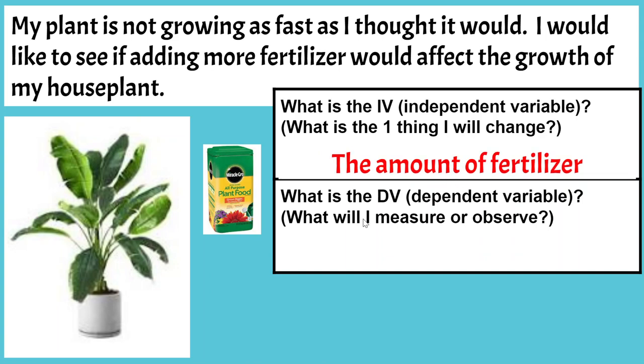Then, if I need to figure out what is the dependent variable, what am I going to measure or observe? How will I know if there was a change? The thing I'm going to measure is the growth of my houseplant. Is there going to be any effect on the growth of my houseplant? And I'll measure that, and that is my dependent variable. Sometimes we call the dependent variable the variable that responds to our independent variable, whatever it is that's responding to our change. So just keep that in mind. Generally, dependent variable is going to be data that you're collecting or you're observing or you're measuring.